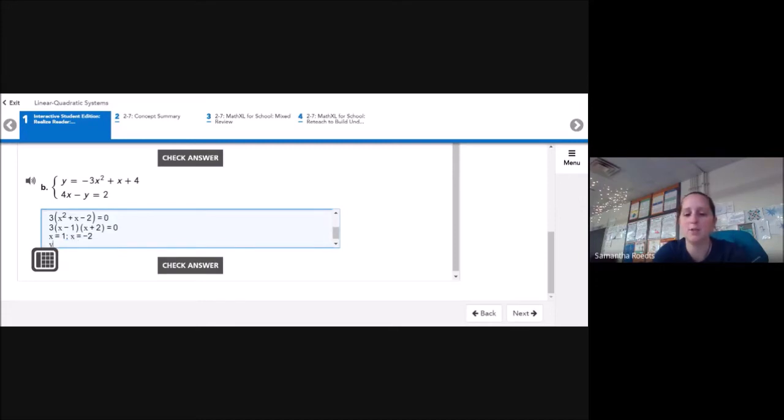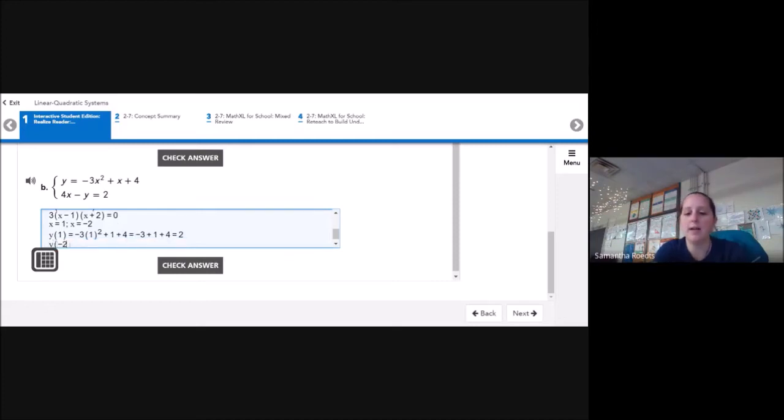I need to substitute those back in. So y of 1 equals negative 3 times 1 squared, plus 1 plus 4. So that's 1 squared is 1 times negative 3, so negative 3 plus 1 plus 4. Negative 3 plus 1 is negative 2, plus 4 is 2.